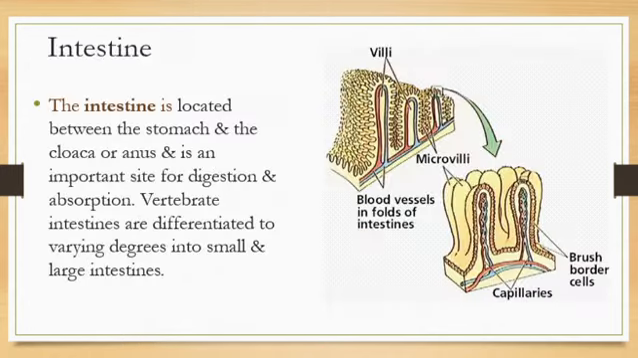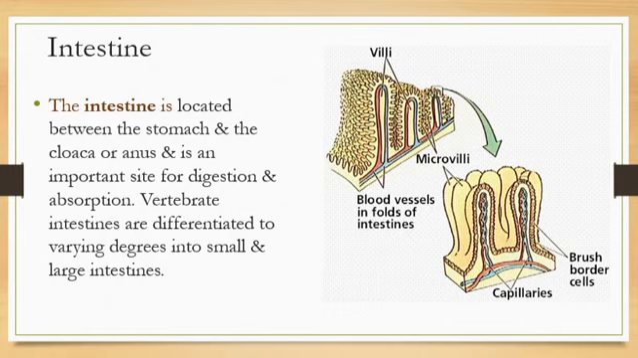Intestine. Okay. Intestine is located between the stomach and the cloaca or anus. But in humans, based on the arrangement, the intestine is located below the stomach. It depends on the position of the vertebrate. If it is a bipedal animal, the stomach is above the intestine. So that's the arrangement.